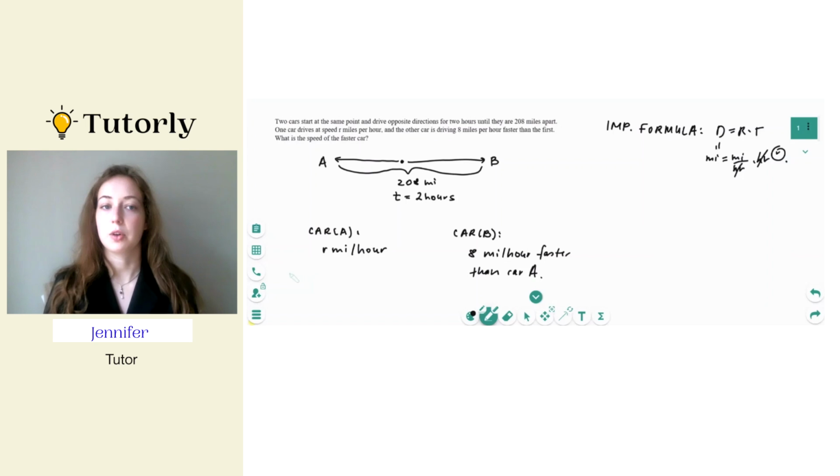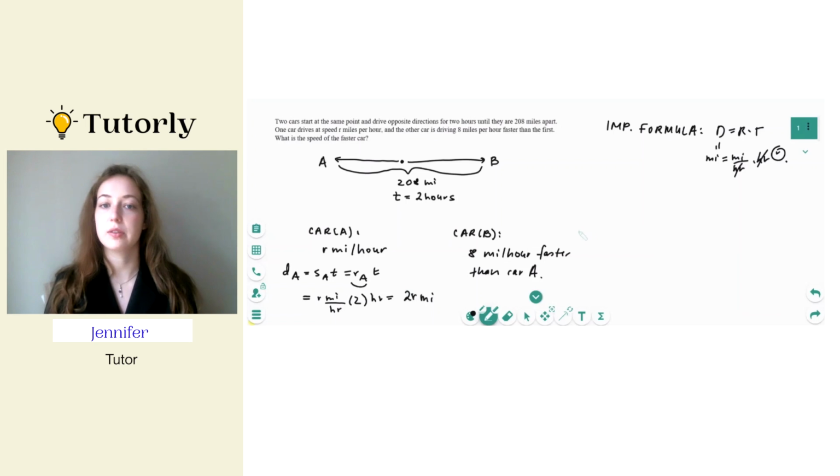Now, let's think about this further. The distance of car A is the same thing as the speed of car A times the time, or in other words, the rate of car A times the time. But what do we know the rate of car A is? It's R miles per hour. And we know it's been going for 2 hours. So the units cancel out and we get 2R miles as the distance of car A.